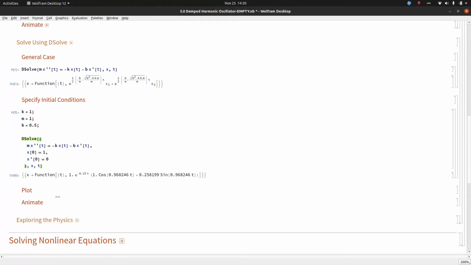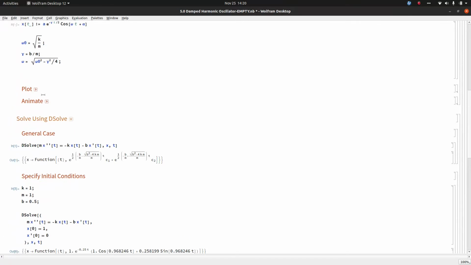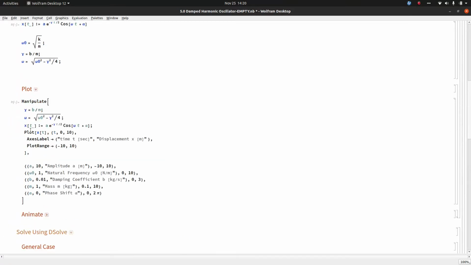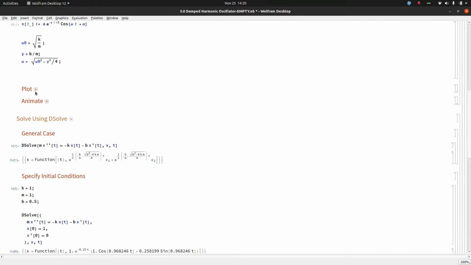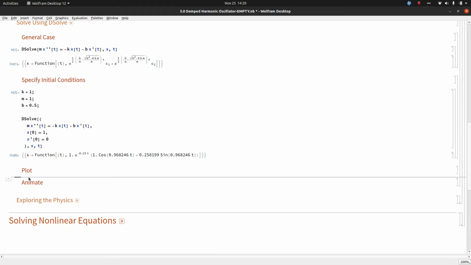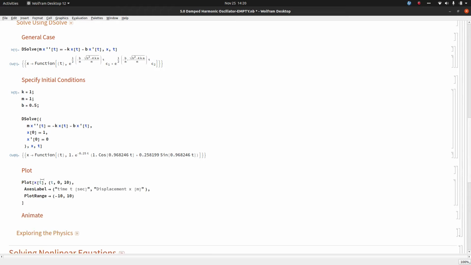We can go ahead and plot that equation. I think I did up here. I am going to copy, because I'm lazy, I'm just going to copy and paste the plot function we already made earlier for the original solution.